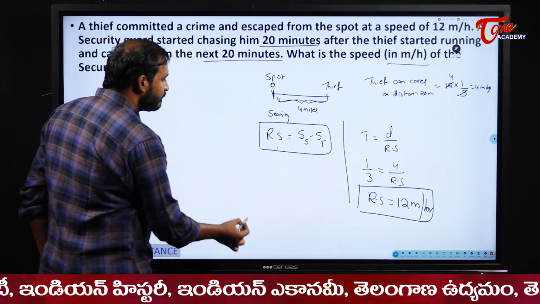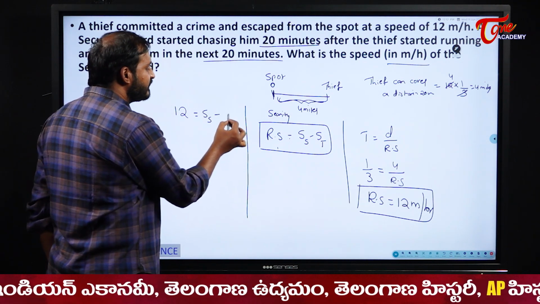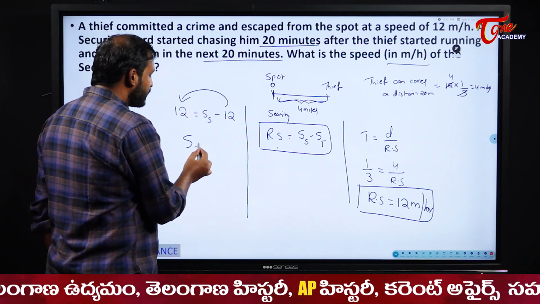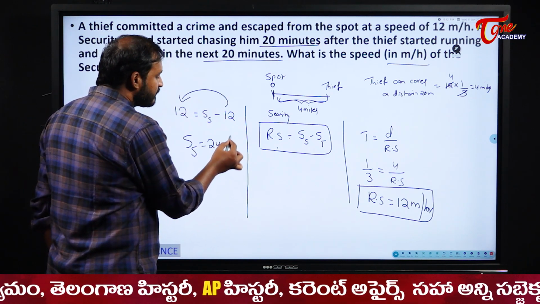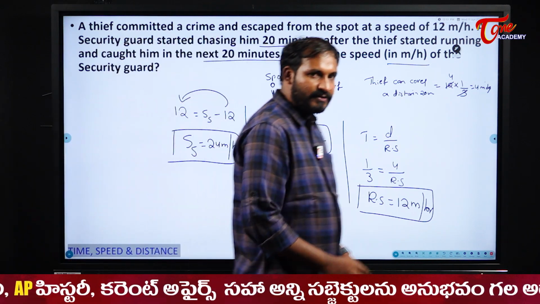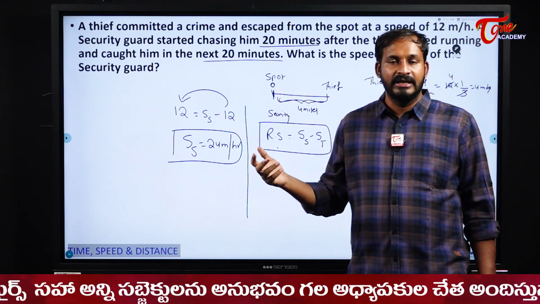So it becomes what for me? 12 is equal to the speed of the security guard we need to find minus the speed of the thief, which is how much? 12. So when I send this 12 to this side, the speed of the security guard will become what? 24 miles per hour. So the speed of the security guard here is 24 miles per hour.